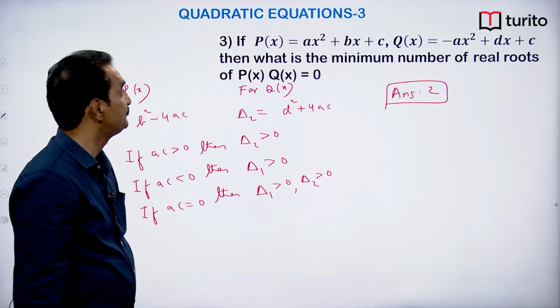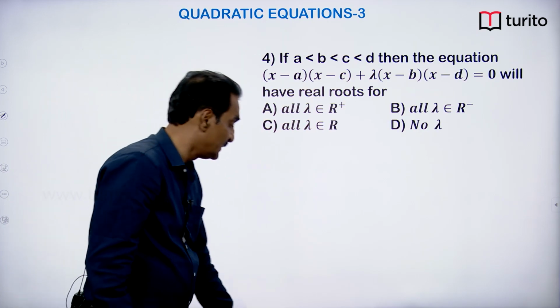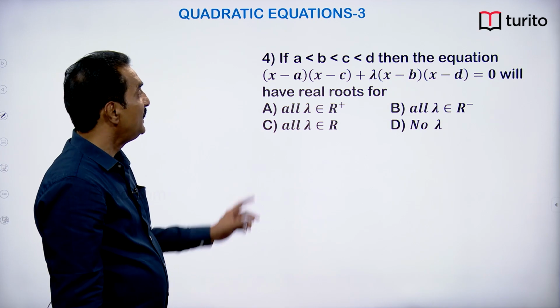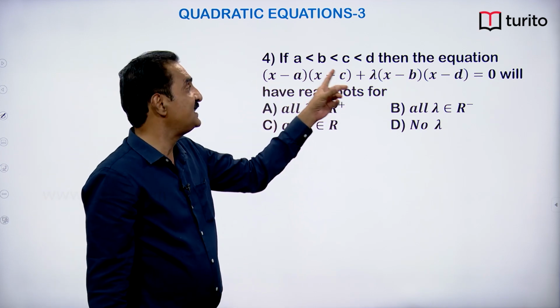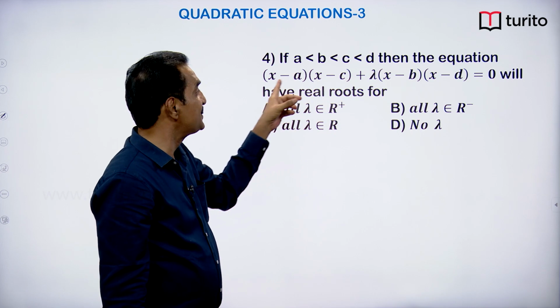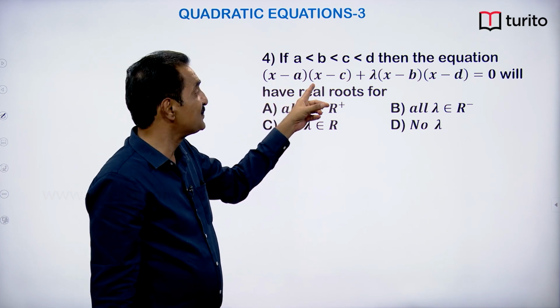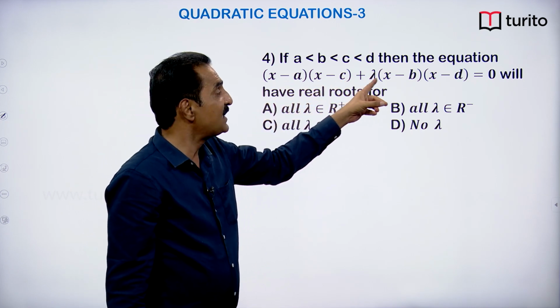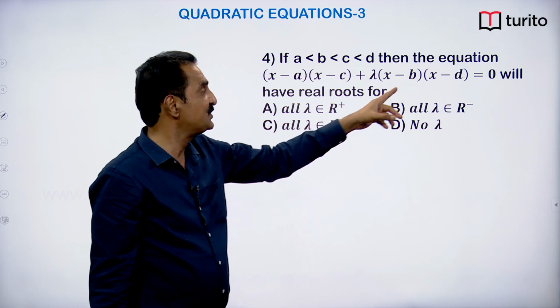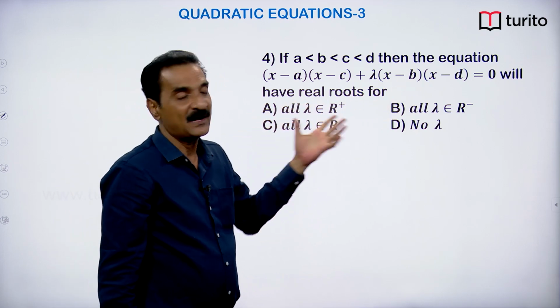Next question. If A is less than B less than C less than D, then the equation x minus A into x minus C plus lambda into x minus B into x minus D is equal to 0 will have real roots for.